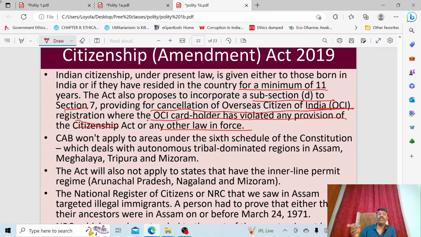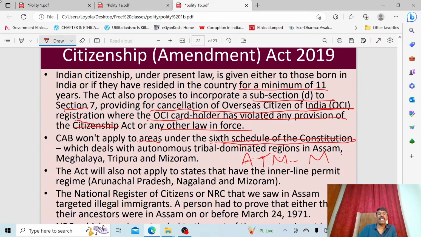But the most important thing when you look into this idea of persecuted minorities is that there is a restriction: this settlement concept won't apply to the areas under the 6th Schedule of the Indian Constitution, which covers the northeastern states like Meghalaya, Mizoram, Tripura, and Assam, but not Manipur. Okay, these states are considered as the 6th Schedule states. So in these 6th Schedule categories, the amendment bill and its settlement won't happen.